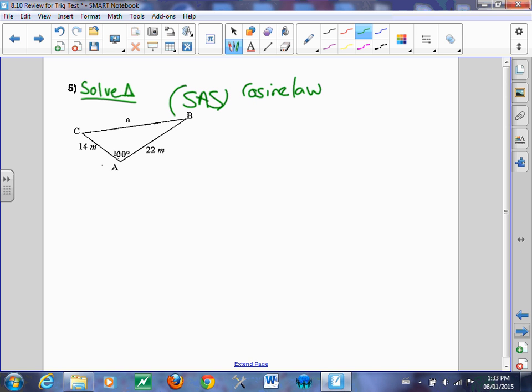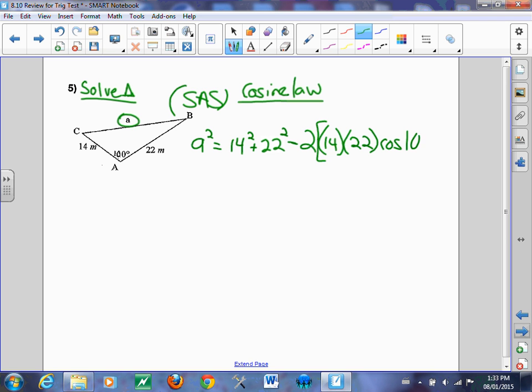Just putting these in so you know which ones if you're going back to study from it. Okay, so we're going to find side A. So it's going to be A squared equals the other two sides squared and summed. Okay, subtract 2 times those other two sides times the cos of the given angle, which is 100 degrees. All right, plug it in your calculator, ladies and gentlemen. And if you sum the first two, you're going to get 680. Subtract, be careful here. It says negative 106.96.